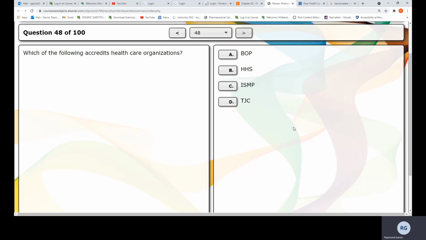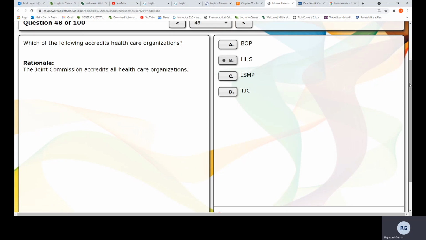Which of the following accredits healthcare organizations? B, HHS. It's actually the Joint Commission. It accredits all healthcare. HHS is the Health and Human Services.